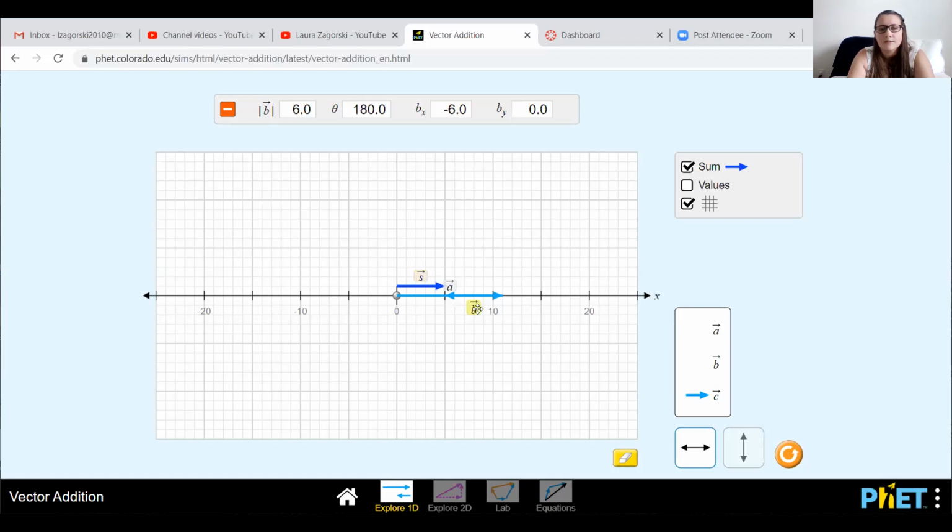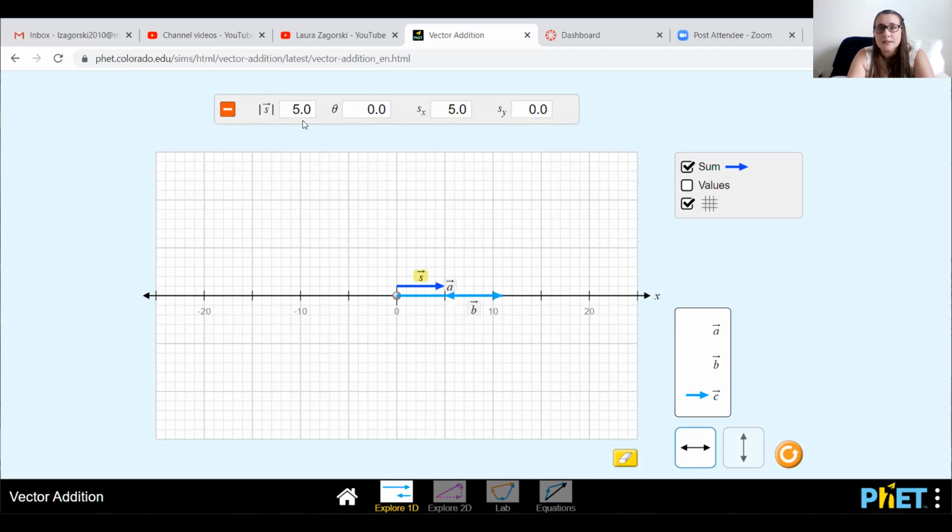Okay, I'm sorry. B is 6. That's a magnitude of 6. So we had A 11, B is 6, and our sum in this case is the difference because we're subtracting these two vectors. So our sum vector has a magnitude of 5.